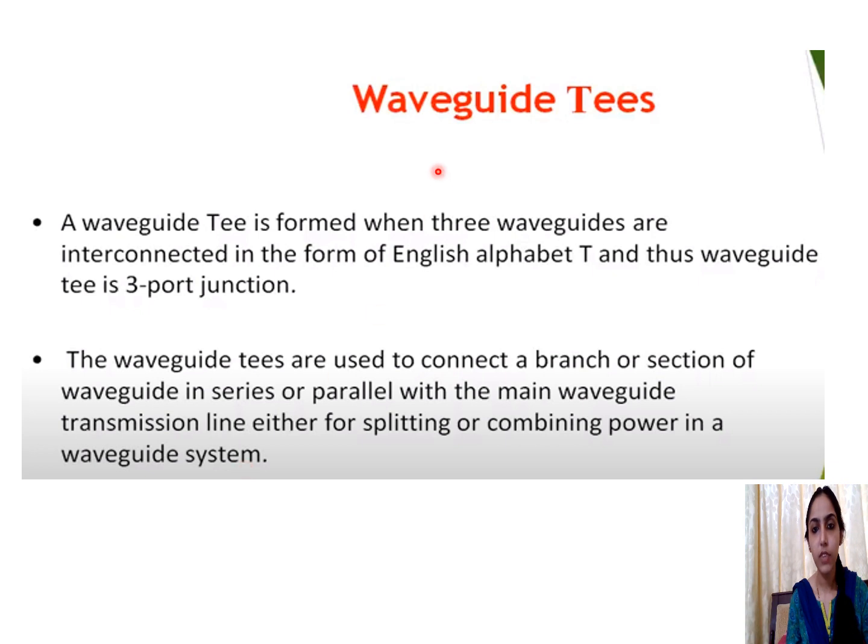That is, all these waveguide Ts are employed mainly for two reasons. Either we have to split power or we have to combine power. So what we do is that we use this waveguide T, connecting it either in series or in parallel with the main waveguide. That is how the waveguide T is connected. And the application is for splitting or combining of the power in a waveguide system.